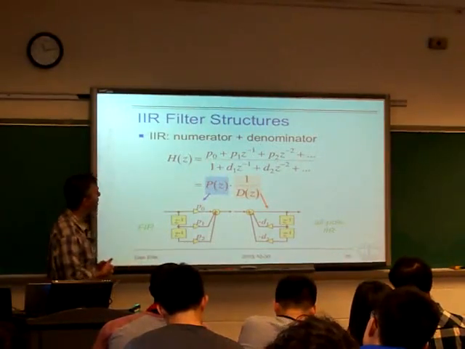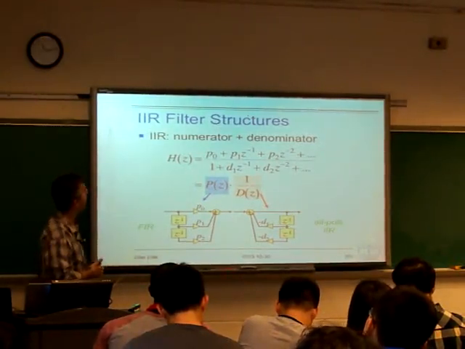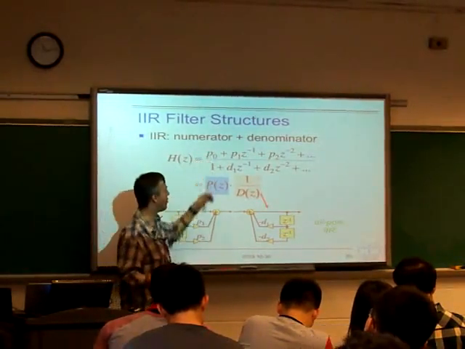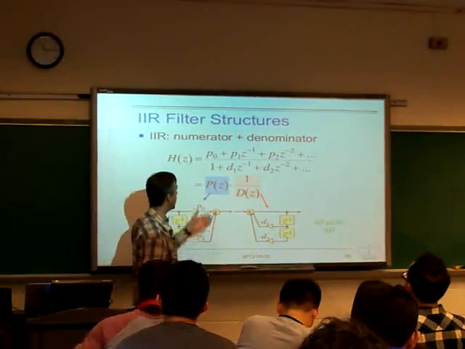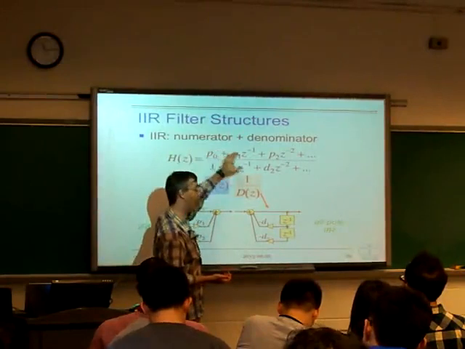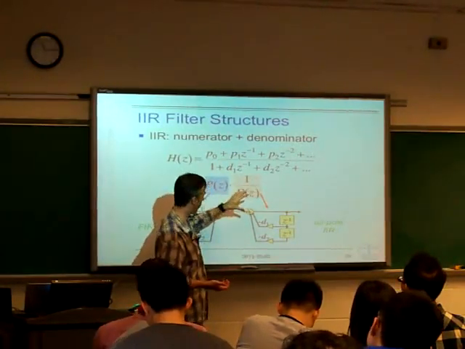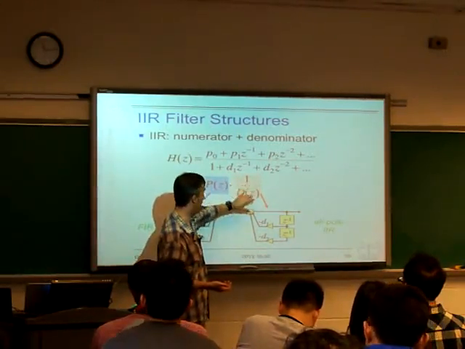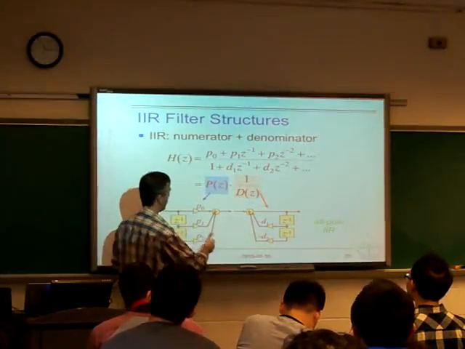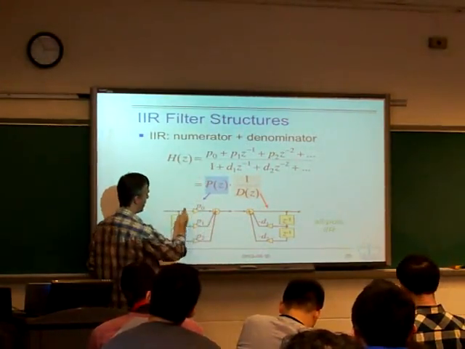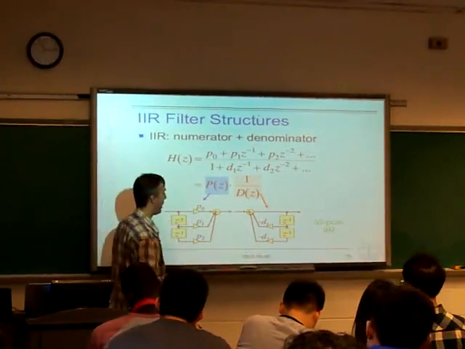For IIR filters, we're going to have both zeros and poles. We're going to have an H of z, which has a numerator and a denominator. Of course, we can get a system like this as the product of the numerator polynomial, P of z, and just the denominator term as a polynomial, 1 over D of z. And so here is our P of z, which, for instance, we can implement as a delay line with a set of coefficients coming out.